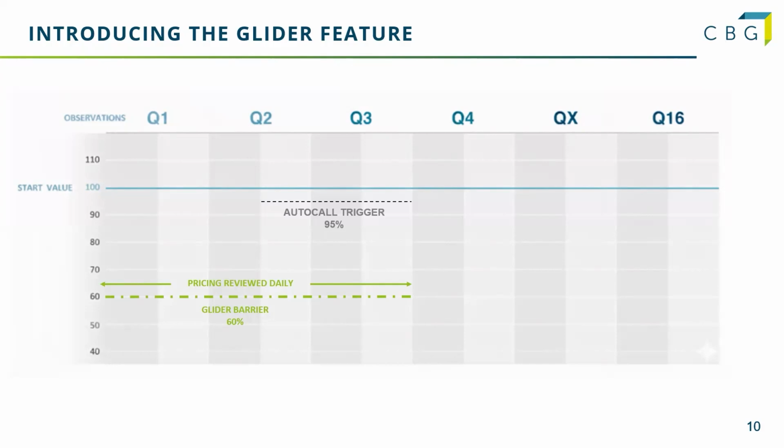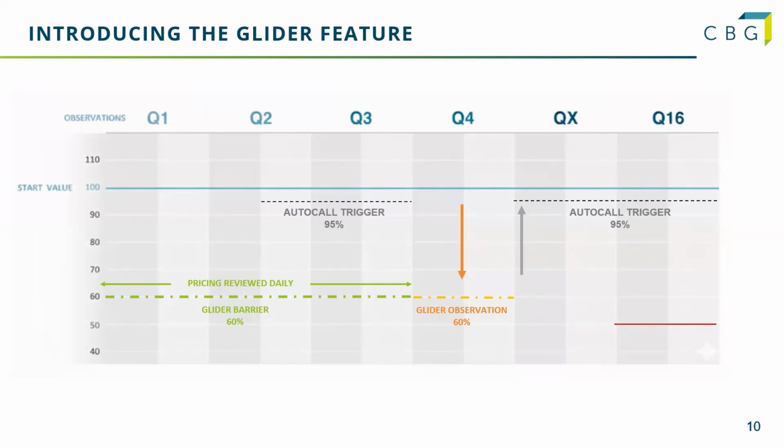As long as none of the underlyings have touched this glider barrier, the glider feature then activates. If the underlyings have remained above the glider barrier level, then at the glider observation date, the autocall trigger drops from 95% to 60% for that observation and the opportunity for an autocall. Here, the glider observation is at the fourth quarter, being set at 12 months. If underlyings have dropped below the glider barrier, then the autocall trigger is going to revert back to its original level of 95% for the rest of the term.